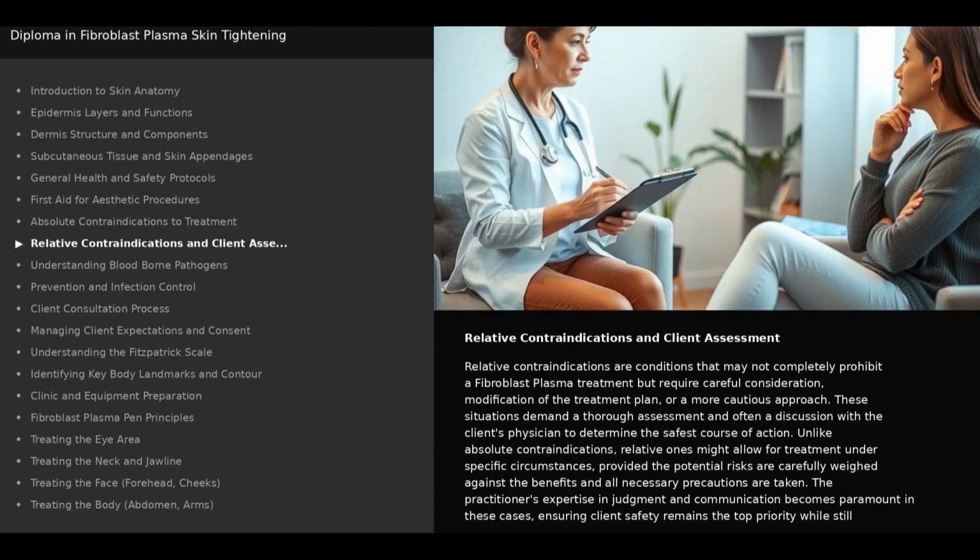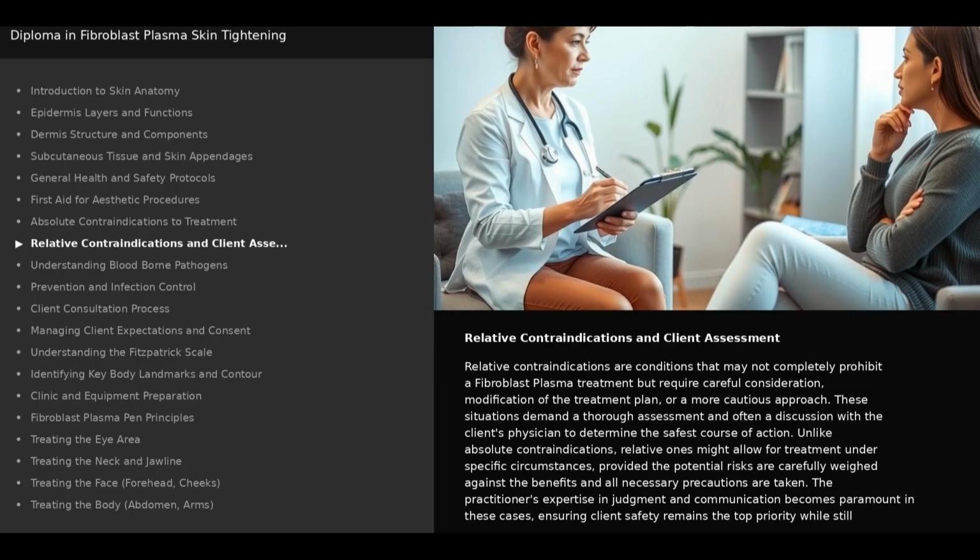Relative contraindications and client assessment. Relative contraindications are conditions that may not completely prohibit a fibroblast plasma treatment, but require careful consideration, modification of the treatment plan, or a more cautious approach.